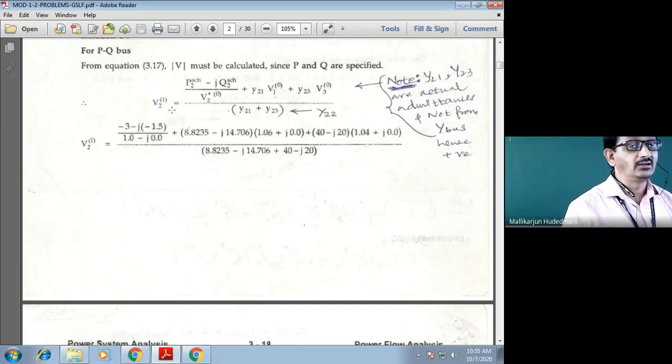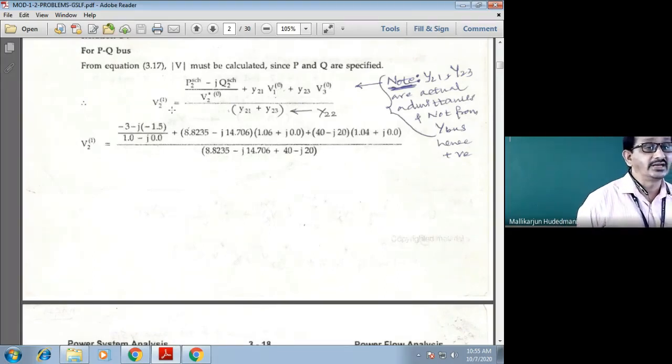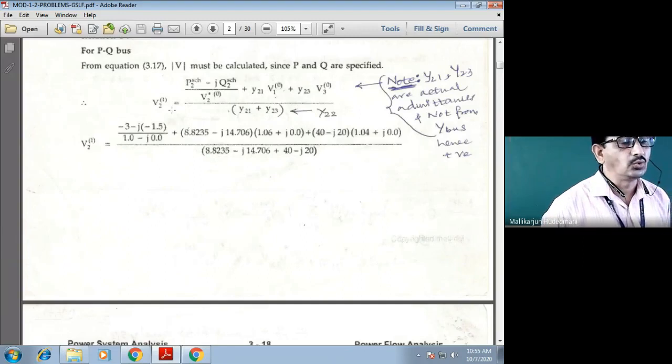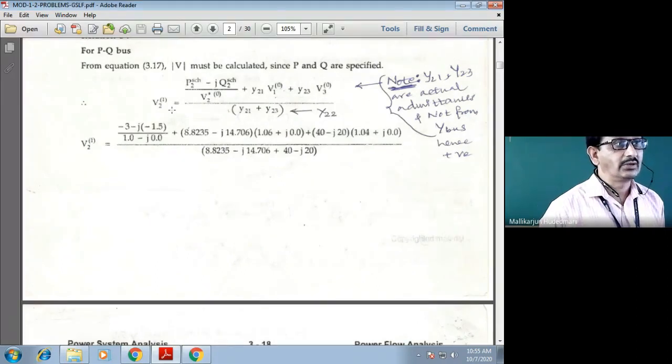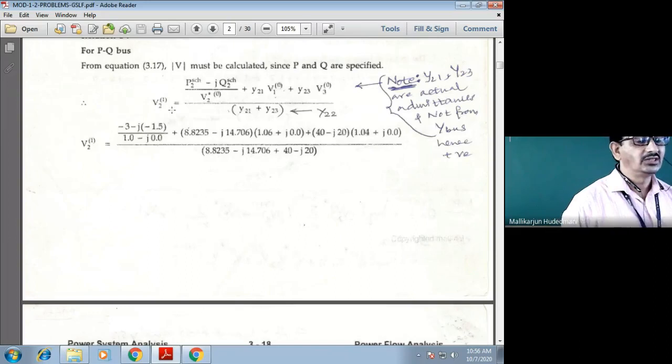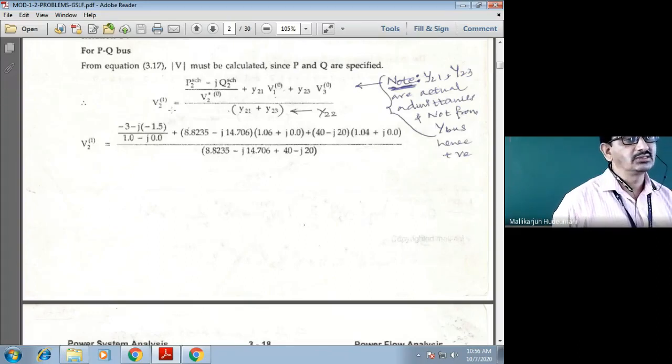V2 1 is equal to what? I recall back in the presentation on the board what I did. 1 divided by Y22 outside a square bracket, and inside the square bracket, P2 minus jQ2 over V2 0 conjugate, minus the capital Y, Y21 V1, Y23 V3, Y24 V4 like that. Now, can you observe this?